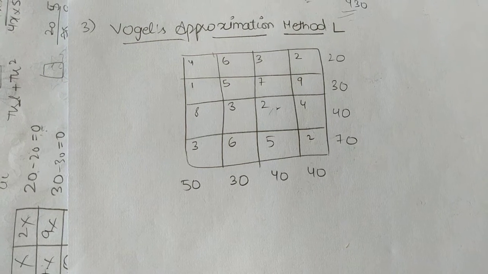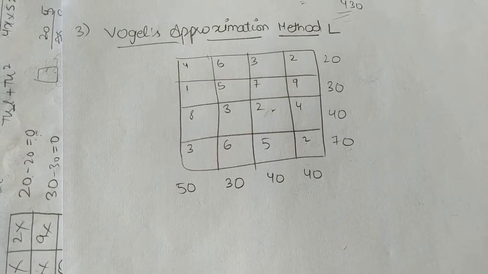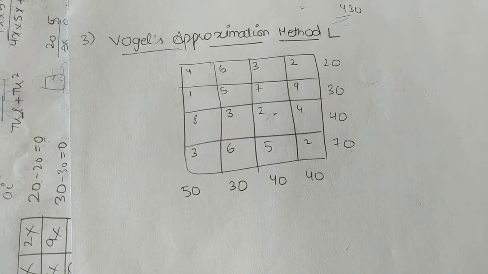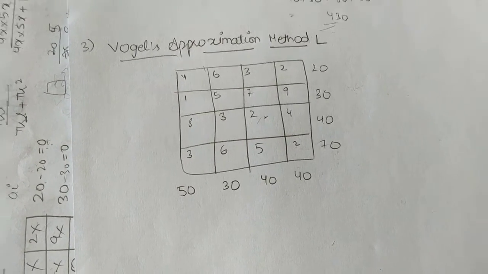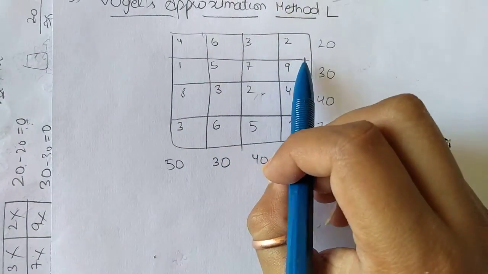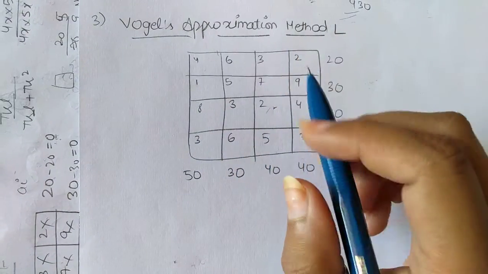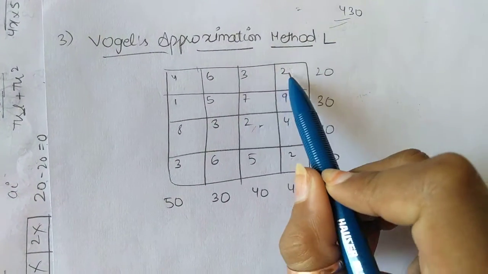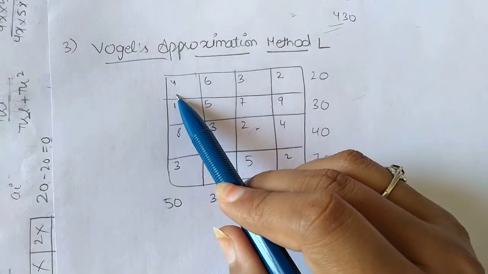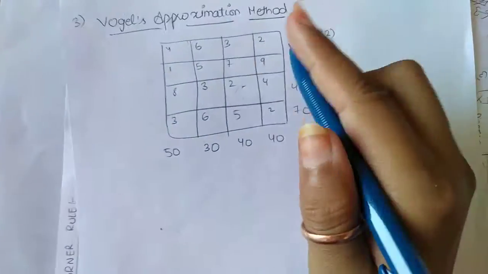Next method to solve a transportation problem is Vogel's approximation method, which is an important method. What we do in this method is, for a row, we see the minimum and the next minimum values and take the difference of those two. So the minimum value is 2 and the next minimum is 4. So the difference is 2, and we just write it in the bracket here.